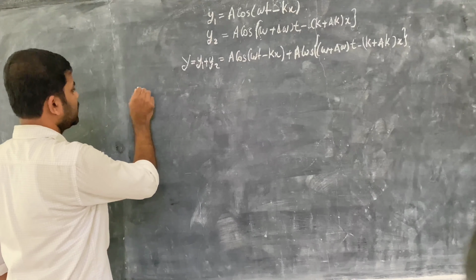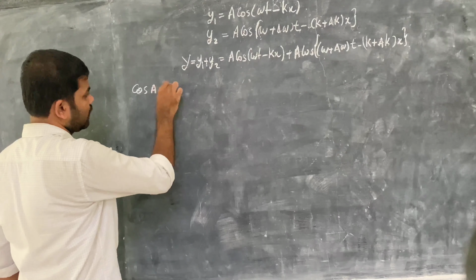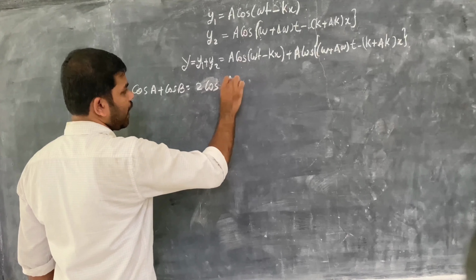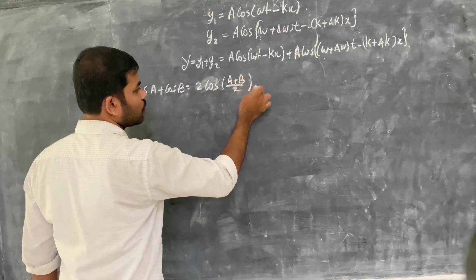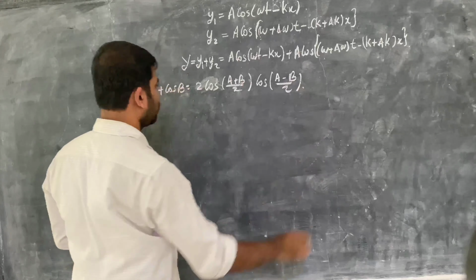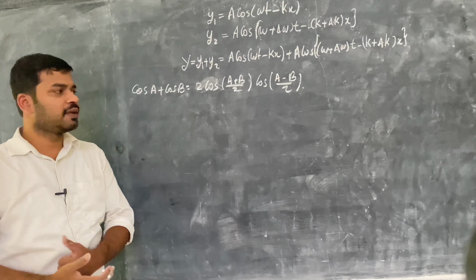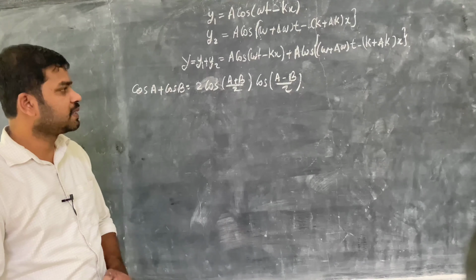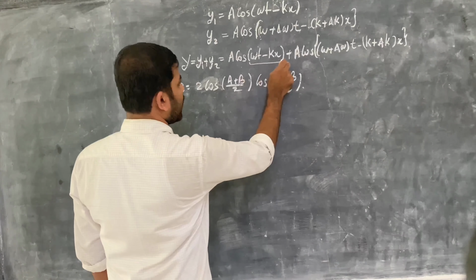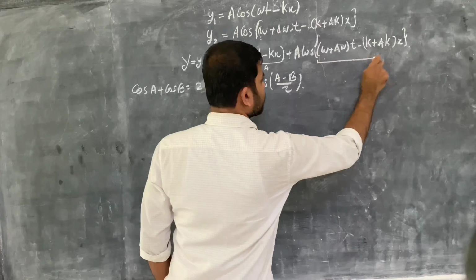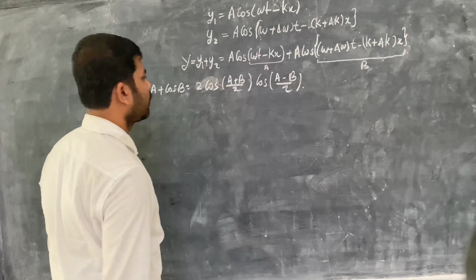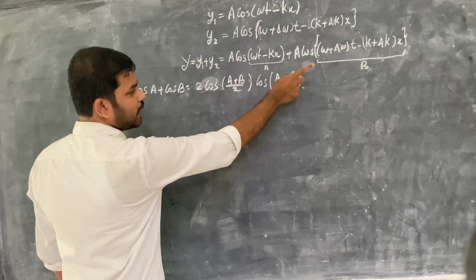So we have a relation for cos A plus cos B, which is equal to 2 cos((A + B)/2) cos((A − B)/2). So this is A and this is B. Of course, we have the amplitude, which we can take out.